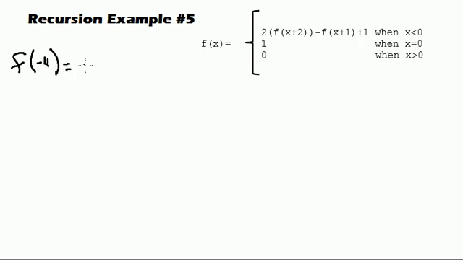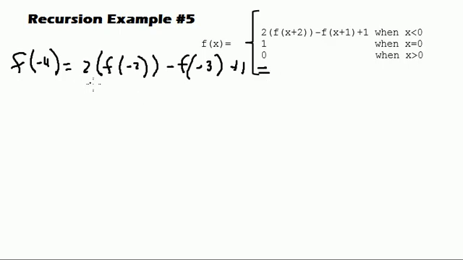So the function of -4 is going to be 2 times the function of -2, since we're doing x plus 2, minus the function of -3 plus 1. Since we have 2 function calls that we need to get answers to, we need to stack both of them. And let's keep them in order.